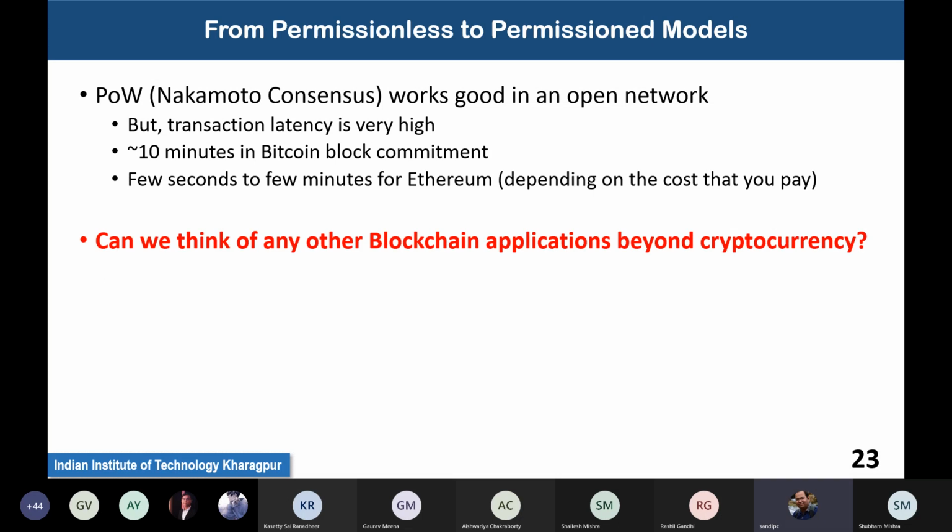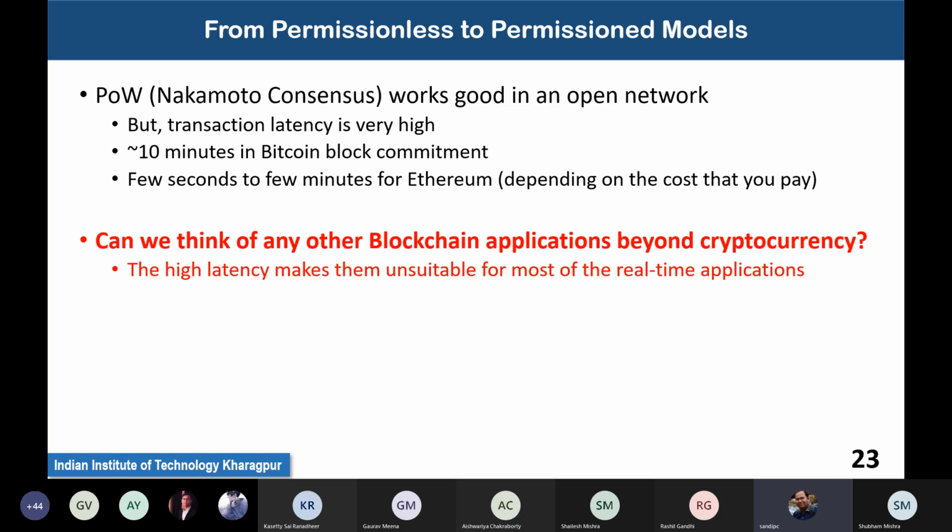Now the question comes: can we think of any blockchain applications beyond cryptocurrency? The major bottleneck is the high latency, which makes proof of work unsuitable for most real-time applications. Because the transaction commitment latency is very high, you cannot use it for real-time applications. It is good for cryptocurrency and decentralized applications, but for industrial applications like supply chain management, where responses need to be very fast, it is not suitable.